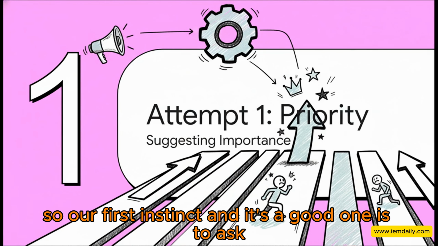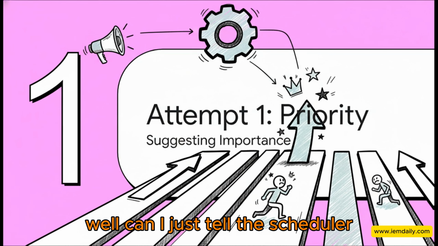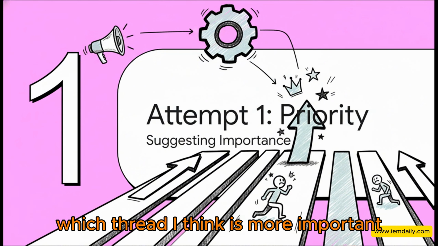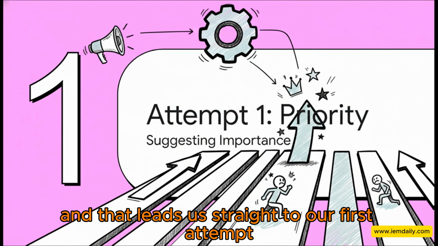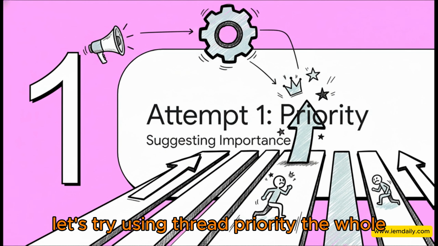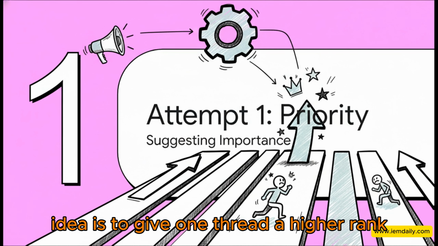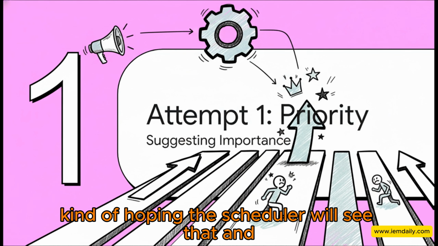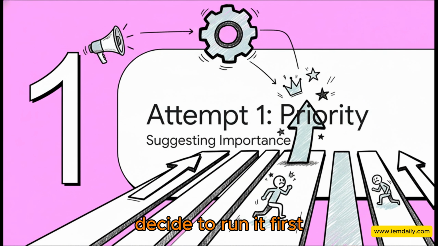So our first instinct, and it's a good one, is to ask, well, can I just tell the scheduler which thread I think is more important? And that leads us straight to our first attempt. Let's try using thread priority. The whole idea is to give one thread a higher rank, kind of hoping the scheduler will see that and decide to run it first.